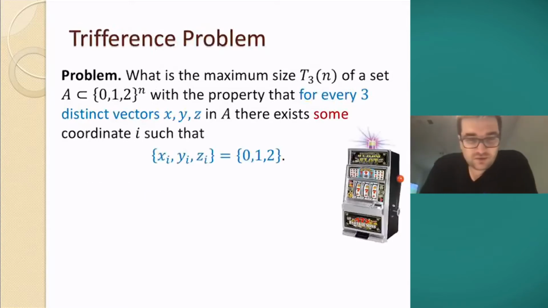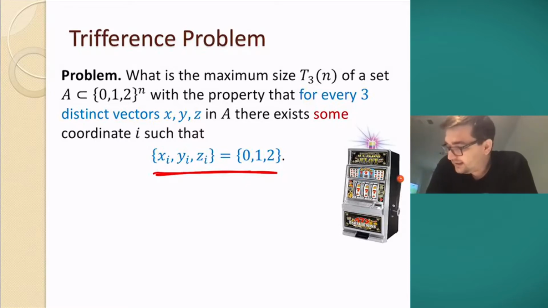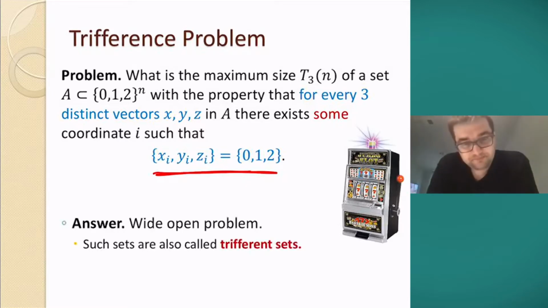So the answer is not very interesting in this case. However, once you enlarge the alphabet just with one letter, the problem becomes quite interesting. So if I give you a set A of n-dimensional vectors with coordinates 0, 1, or 2, with the property that for every three distinct vectors x, y, and z, there is some coordinate i for which the set of coordinates x_i, y_i, and z_i is just the set {0, 1, 2} in some order, well, understanding the maximum size of this is really a wide open problem. And perfect 3-hash codes are also called trifference sets, and the problem is called the trifference problem.